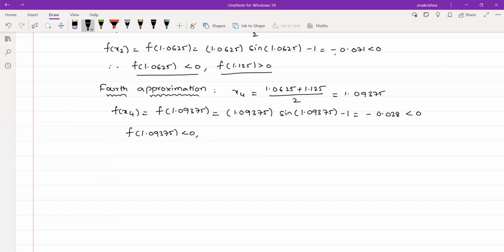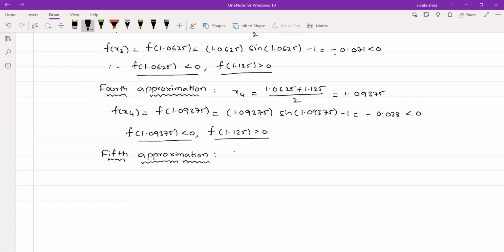Once again, to find the next approximation we require two numbers of opposite signs. Here we have only one number with a negative sign, so from the above step we have to carry a number having a positive sign. I am carrying f of 1.125 since it has a positive sign. Whenever we have two numbers of opposite signs, we can calculate the next approximation, the fifth approximation. We have to calculate up to the seventh approximation, because the problem mentions that we have to calculate up to the seventh stage.